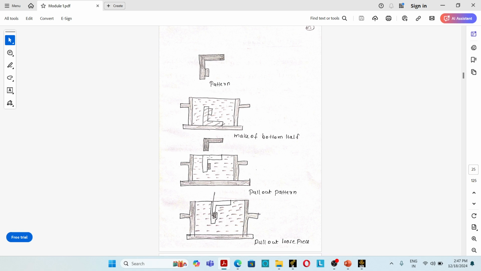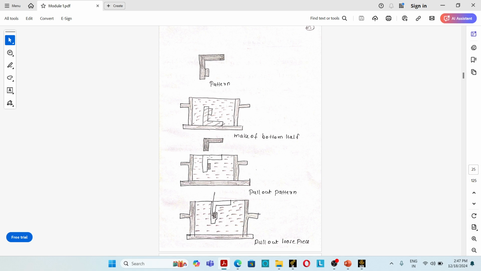So these are the classifications of patterns. This is a very important topic. There is a chance that it will be asked as an essay question. So you have to write three or more points, and you have to draw the figure of each pattern. That's a very important point. The classifications of patterns are: solid pattern, split piece or two piece pattern, multi-piece pattern, match plate pattern, gated pattern, skeleton pattern, sweep pattern, follow board pattern, segmental or part pattern, loose piece pattern. Okay.